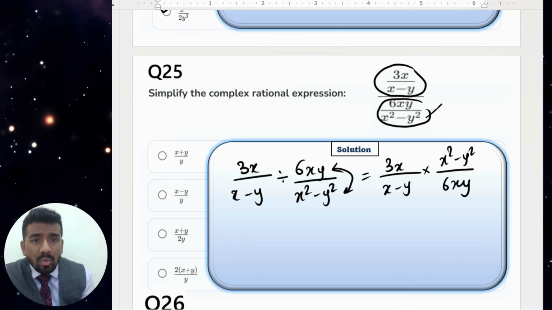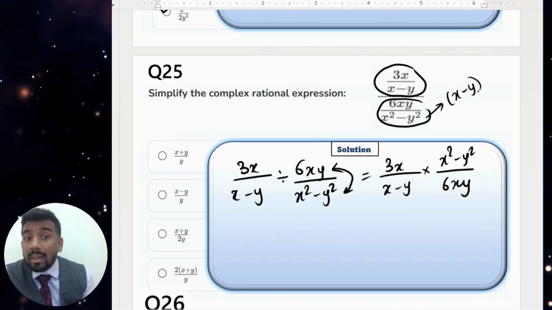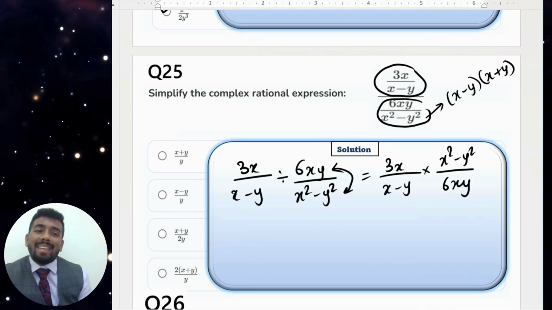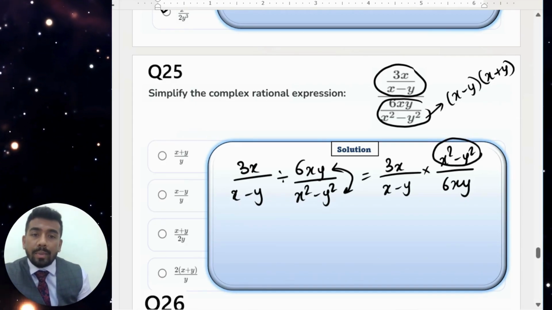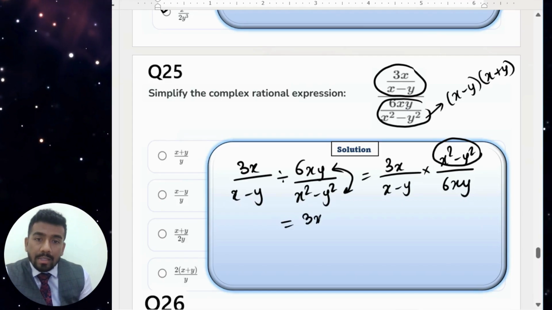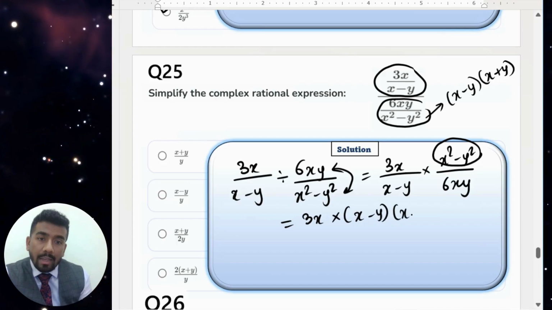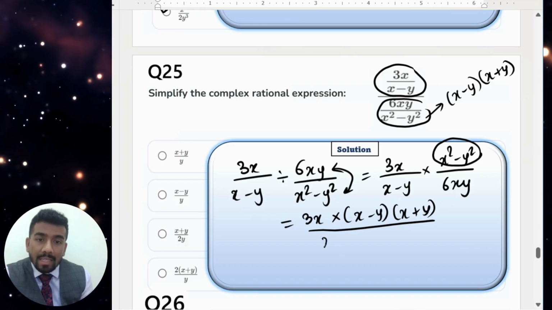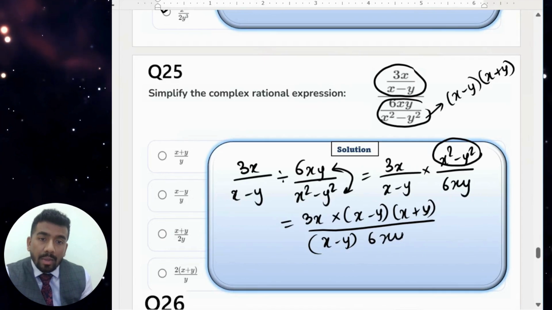Now what is this x square minus y square? Remember the rule we did, a square minus b square equals a minus b, a plus b. In the same way this one also we will do. So 3x times x minus y, x plus y, over what you have? X minus y and 6xy.